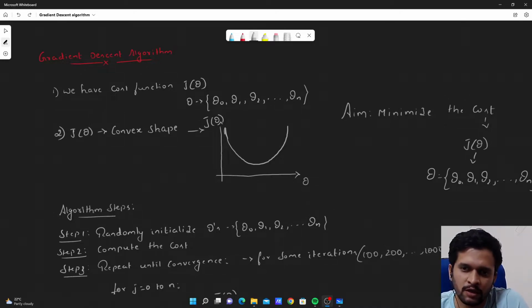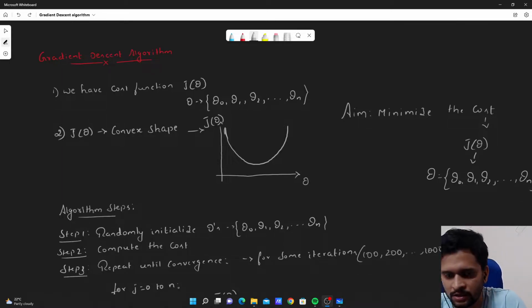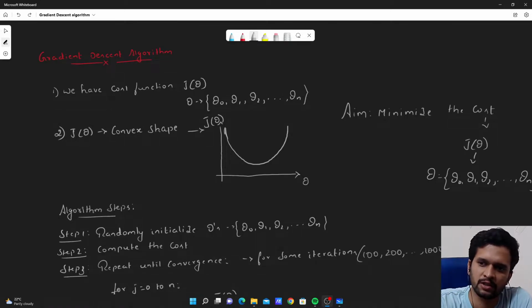So in this video, we will learn about an algorithm called gradient descent. This is a general gradient descent algorithm, not related with any particular regression or logistic regression or something like that. So you understand this particular section of this algorithm so that you can apply this to any of the machine learning algorithms. Okay, so let's start.